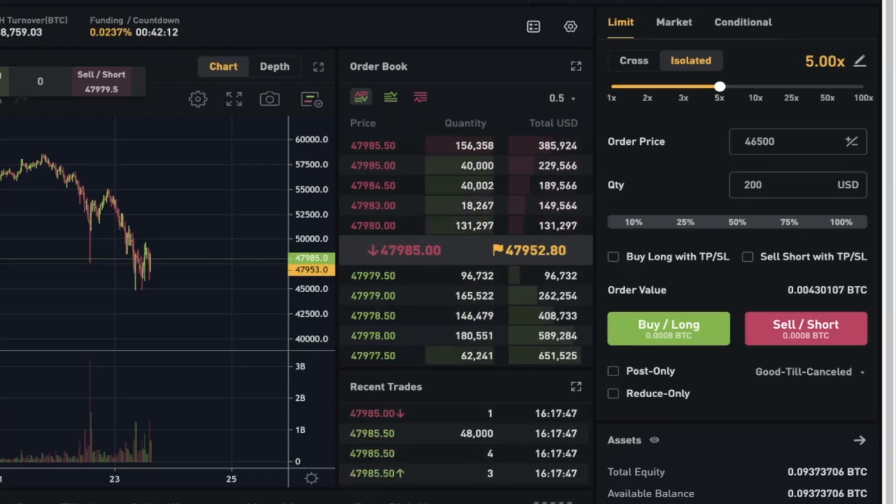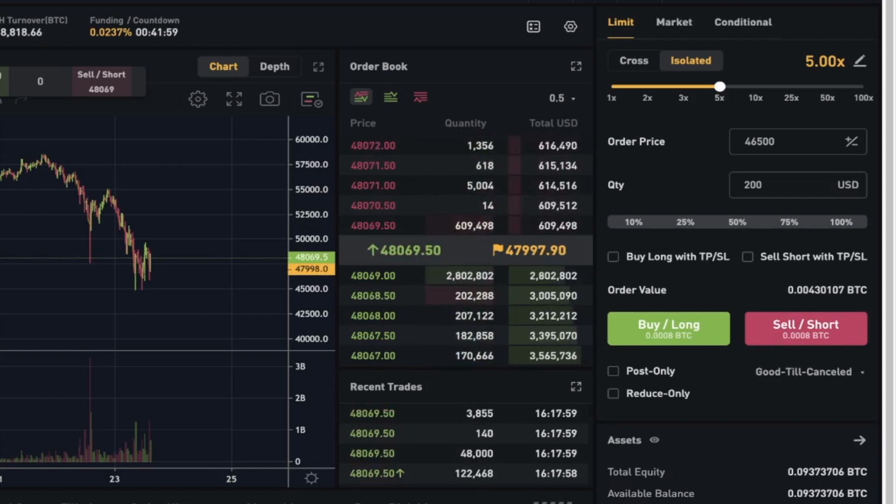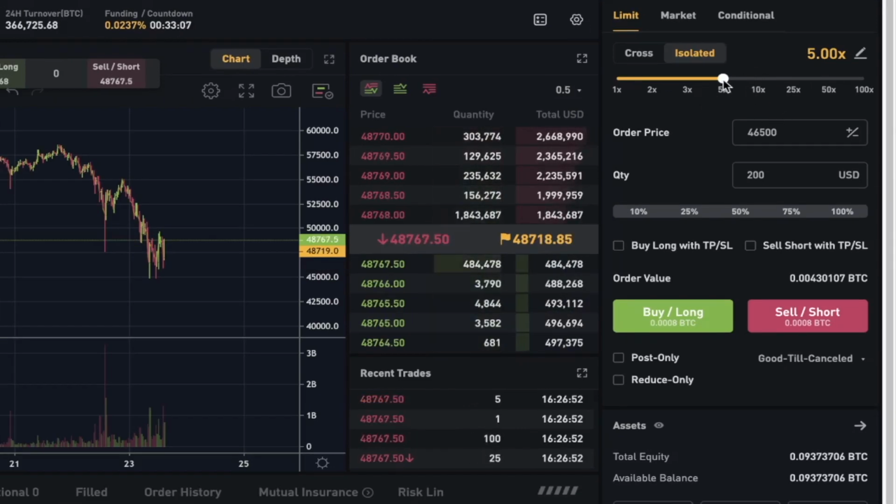If you're using 5x on your leverage, this means if the Bitcoin price does a 1% movement of its value, then your position is going to move 5%. If you're using 10x leverage, then if the Bitcoin price moves 1%, your position is going to move 10%. So we are using a 5x leverage.